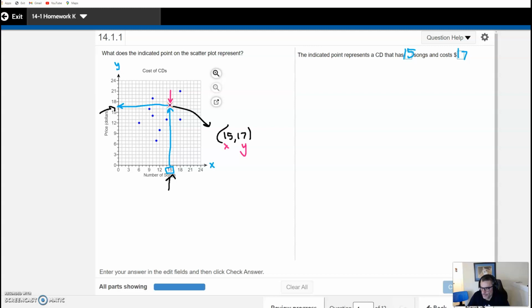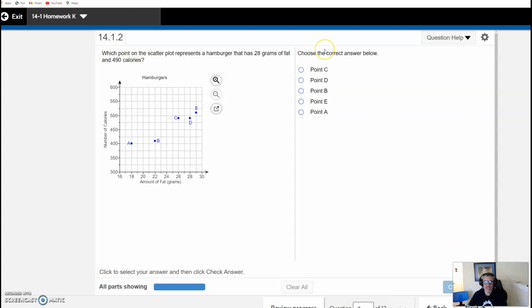All right, let's take a look at number 2. I think I'll do 3 of these. Number 2, it says, which point on the scatter plot represents a hamburger that has 28 grams of fat and 490 calories? If I look at the graph, we're measuring the amount of fat in grams on the x-axis, and we're measuring the number of calories on the y-axis. So I'm looking for a burger that has an x value of 28 and a y value of 490. So I'm looking for this point on my graph, (28, 490).